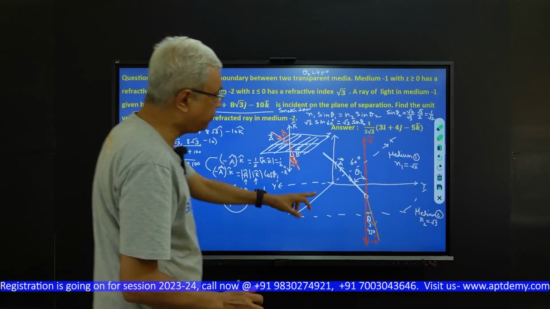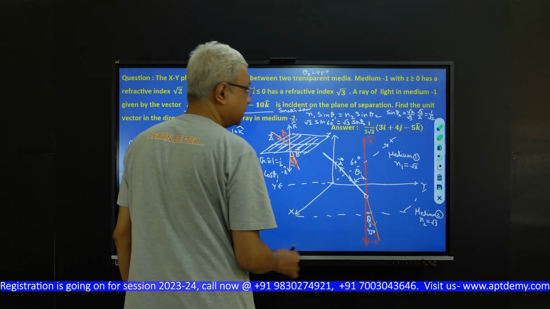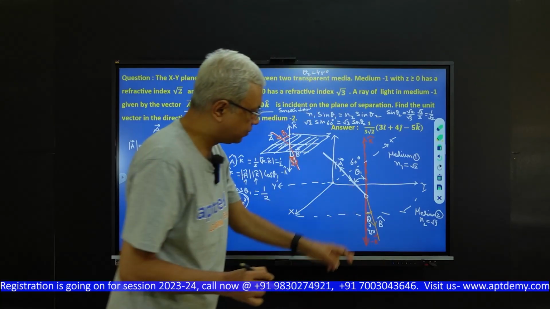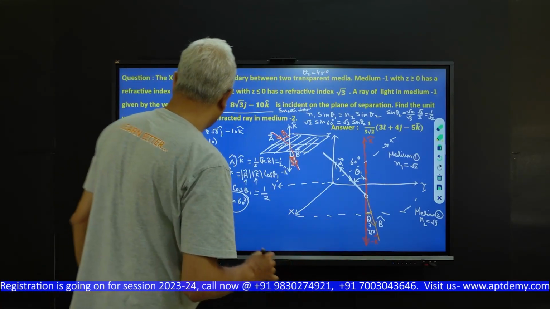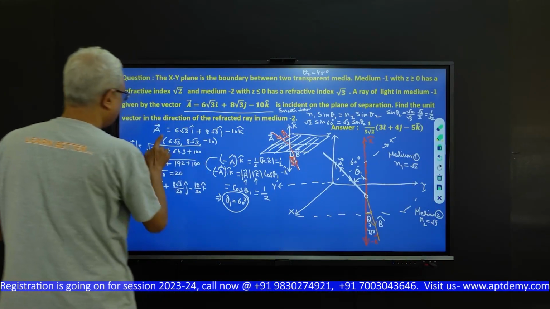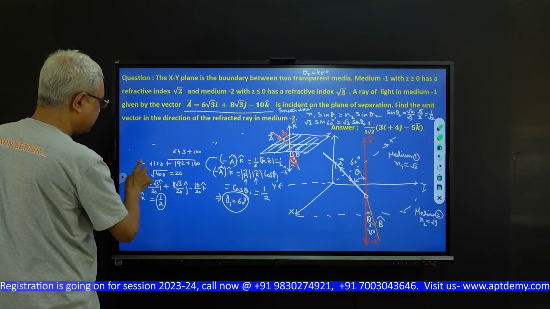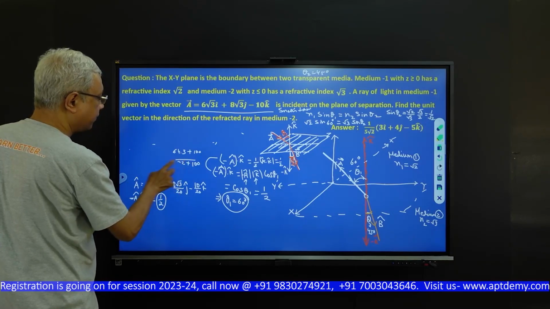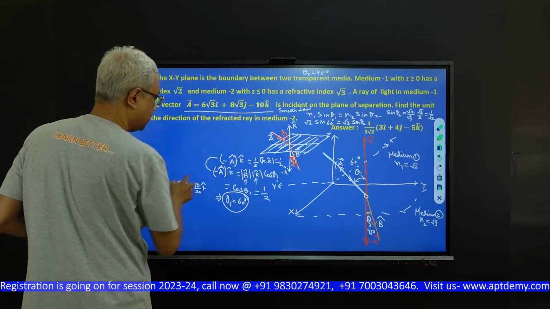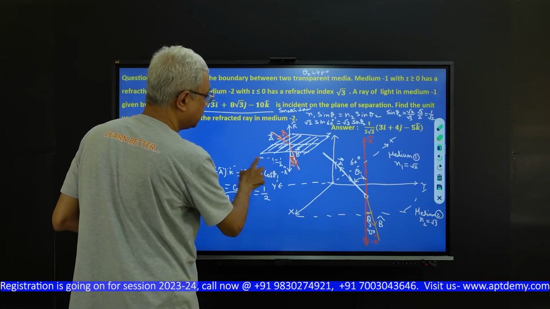Now we have to find the unit vector along the refracted ray. So this vector, if I call the unit vector along the refracted ray b cap. So b cap, let me write. So these are not required, we can remove this. So we only need to retain this A cap expression for the time being. Okay, and I can remove this also, this is also not required.